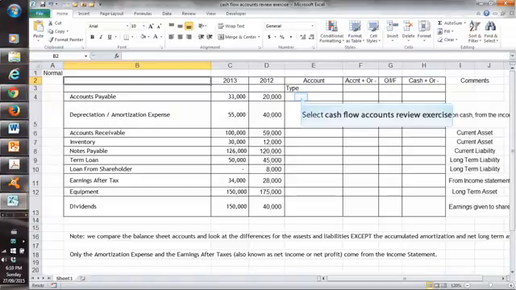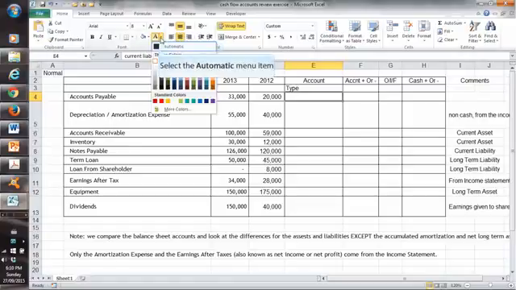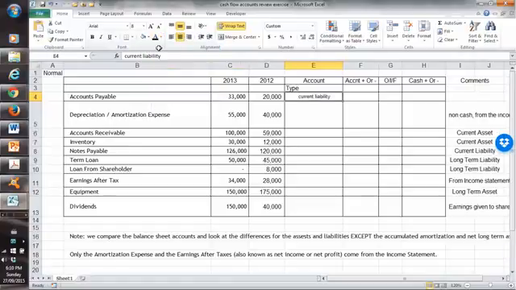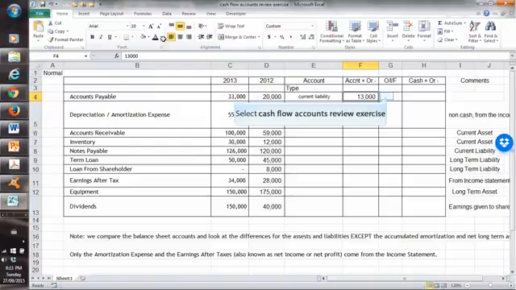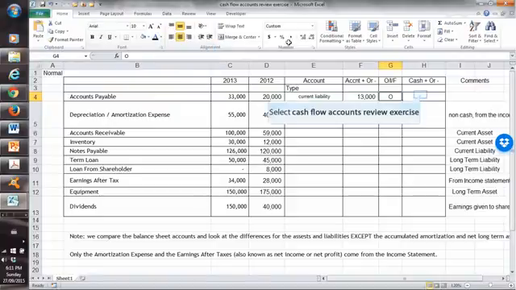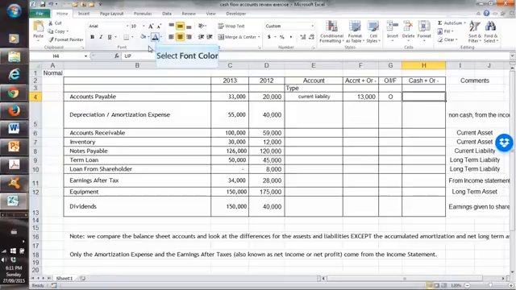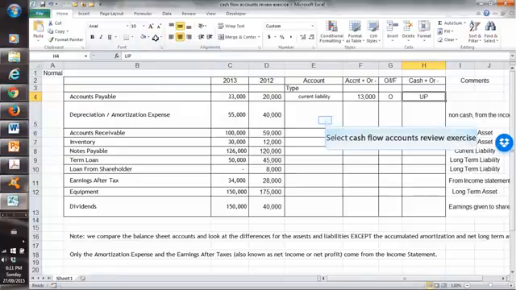So, type of account, well, current liability. Did the account go up or down? Well, the account went from 20,000 to 33,000, so it went up, plus 13,000. Operating, investing, or financing, that would be operating. Cash up or cash down? Well, we memorized from last week that if it's a payable that goes up, then the cash goes up.